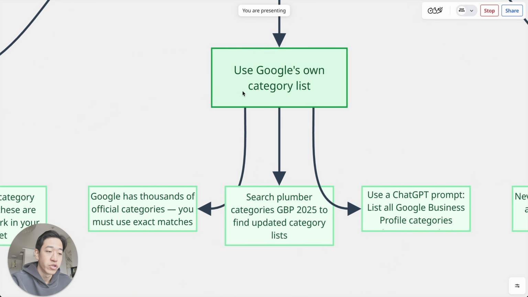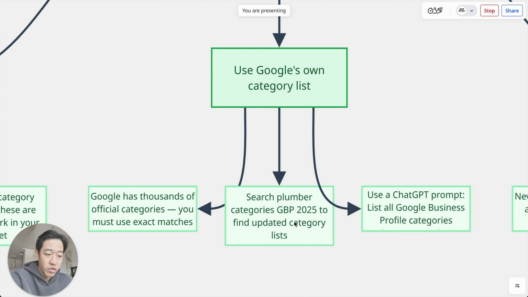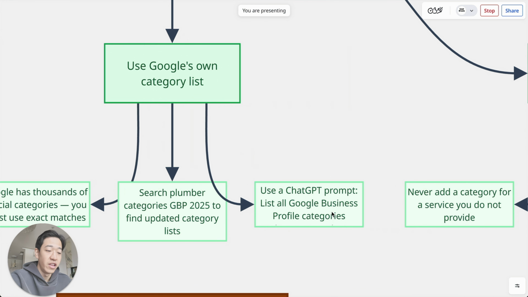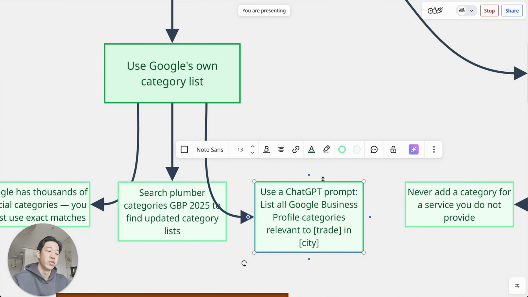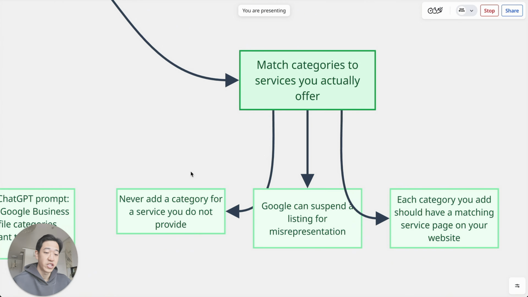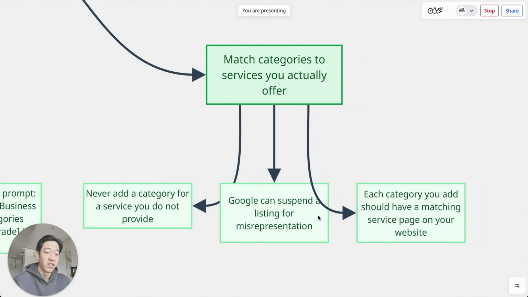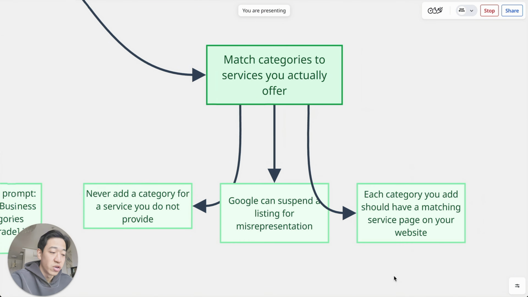Next, you need to use Google's own category list. Google has thousands of official categories, so you need to use exact matches. Search up plumber categories GBP 2025 or 2026 to find updated category lists. Then use a ChatGPT prompt: list all the Google Business Profile categories relevant to a plumber in XYZ city. Then you need to match categories to services you actually provide. So never add a category for a service you do not provide. Google can suspend a listing for misrepresentation, and each category you add should have a matching service page on your website.